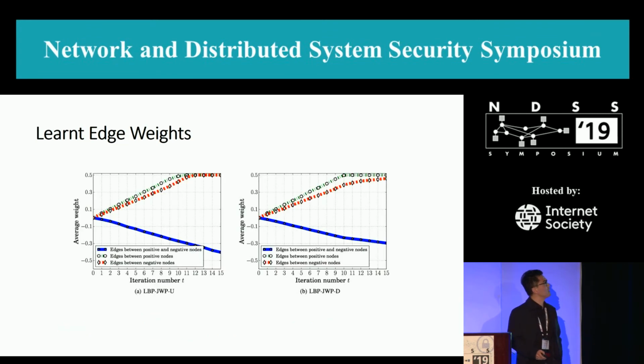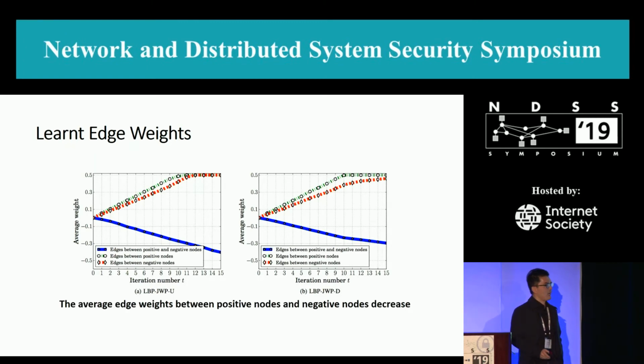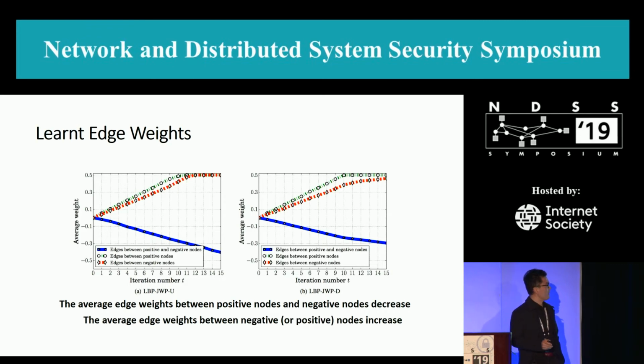And this is the visualization of the learned edge weights. We see that the average edge weights between the positive nodes and negative nodes are decreased. And this shows that our method can indeed make the learned heterogeneous edges small. And the average edge weights between positive nodes and positive nodes are increased. This means that the homogeneous edges are large.